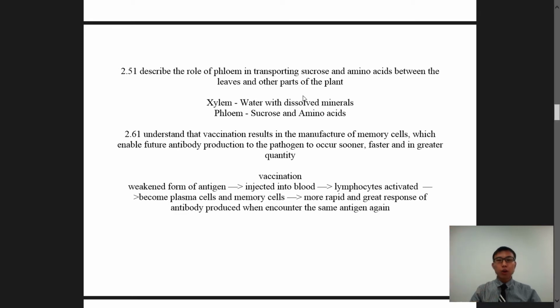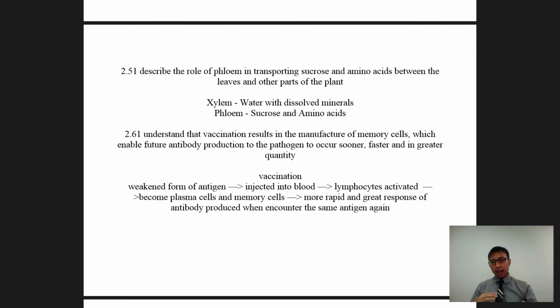Okay. Now, the next point, okay, we're going to jump to a bit of human physiology right here. So this is all about vaccination, okay, where you have the manufacture of memory cells. So how does vaccination work? Number one, you have a weakened form of an antigen, or you can say a weakened form of a pathogen, which on the surface has the antigen. We inject it into the bloodstream, okay, and what's going to happen is it's going to activate your lymphocytes.